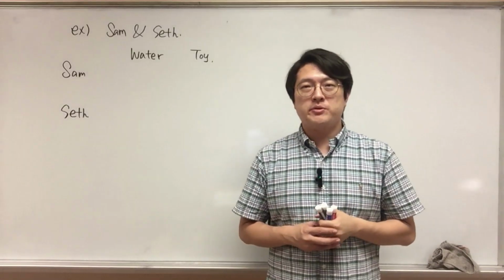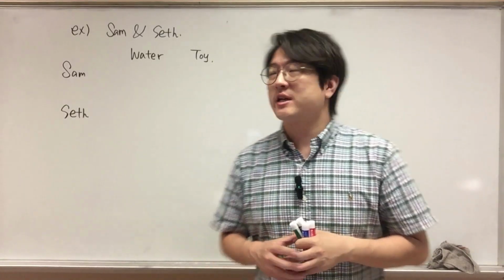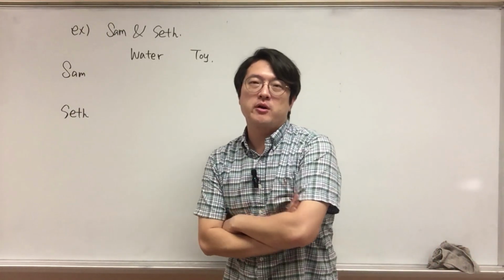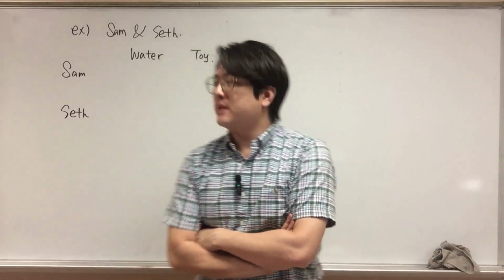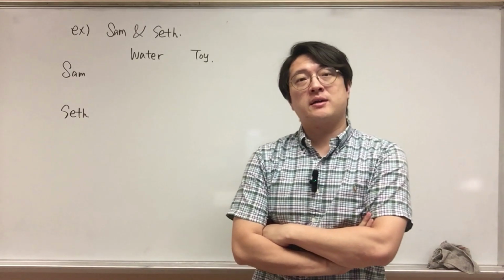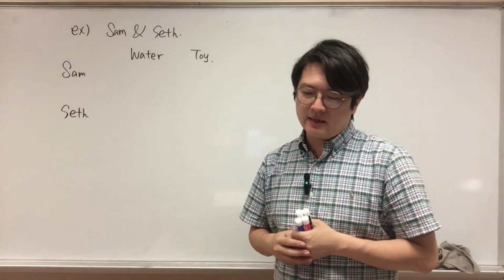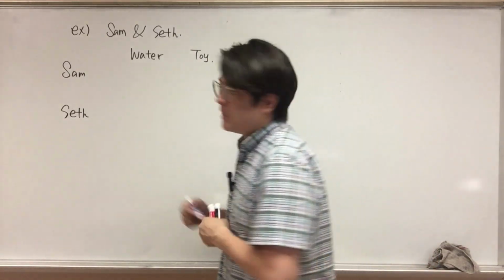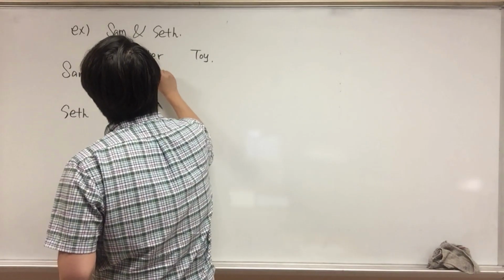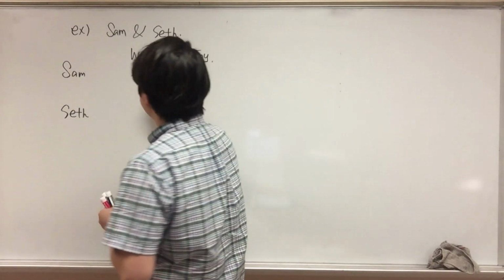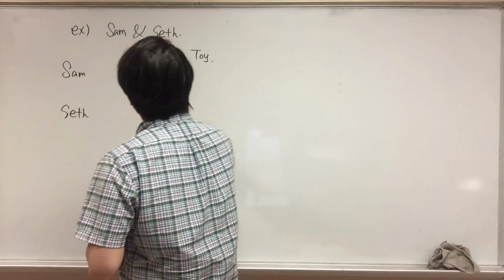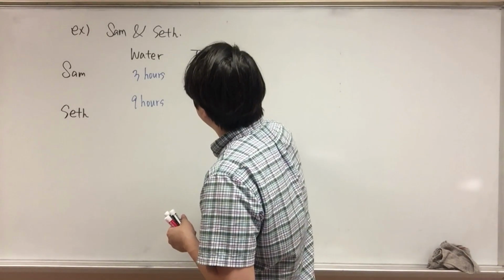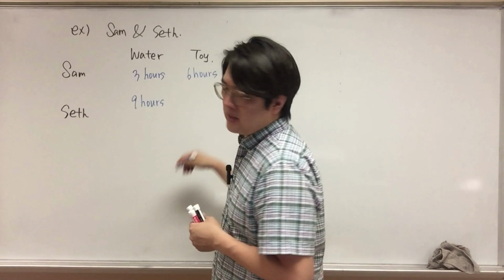Okay, let's take another example. There are two actors, Sam and Seth. They would like to make bottles of water and toys. Sam takes 3 hours to make a bottle of water, and Seth takes 9 hours. For making a toy, Sam takes 6 hours and Seth takes 9 hours.